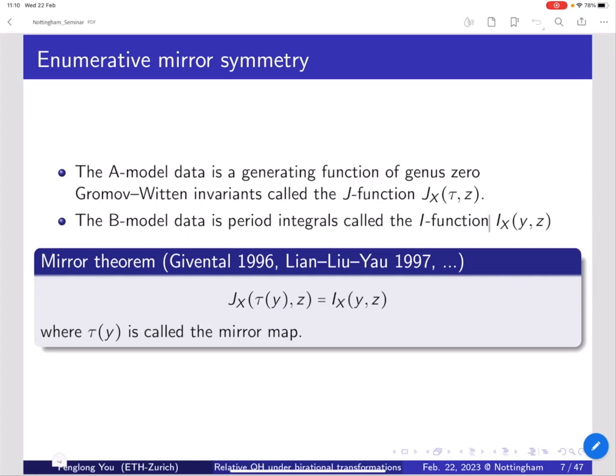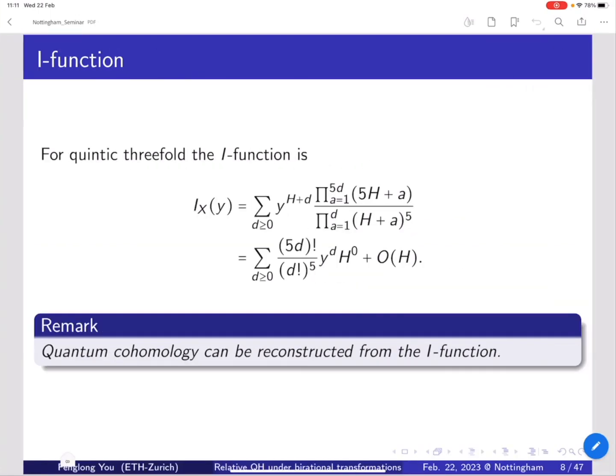So the I function of the mirror is related to the J function of X, and the statement of mirror symmetry is that this A model function, the J function, equals the B model function, the I function, and there's a change of variable here called the mirror map. For example, the I function for 3-folds is an explicit hypergeometric series. You can write it down like this.